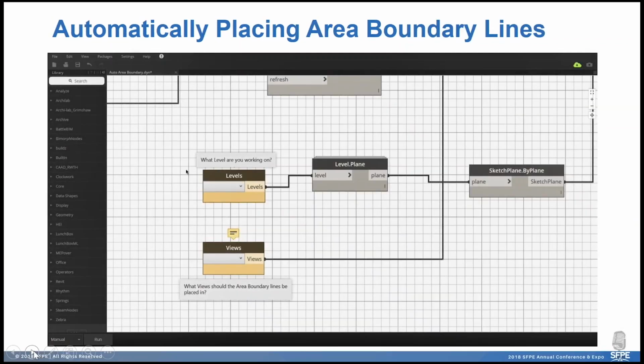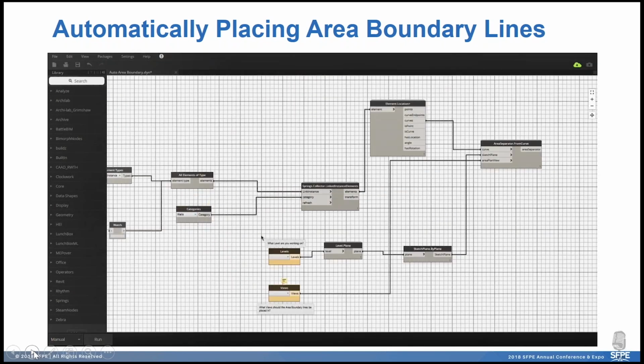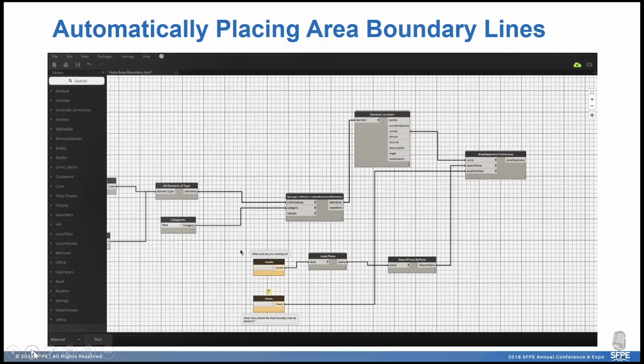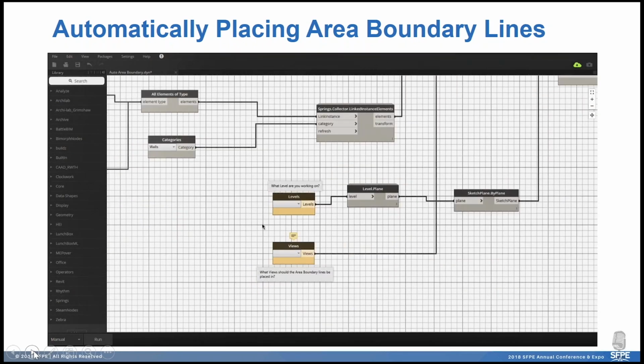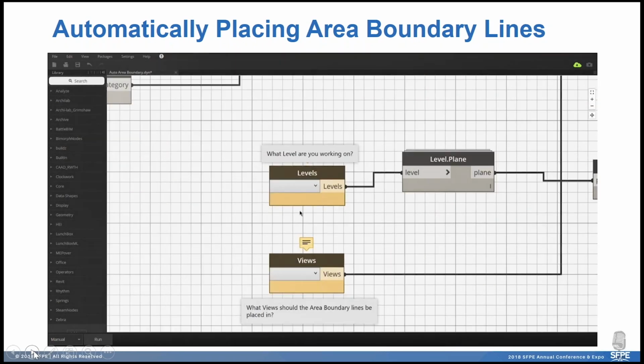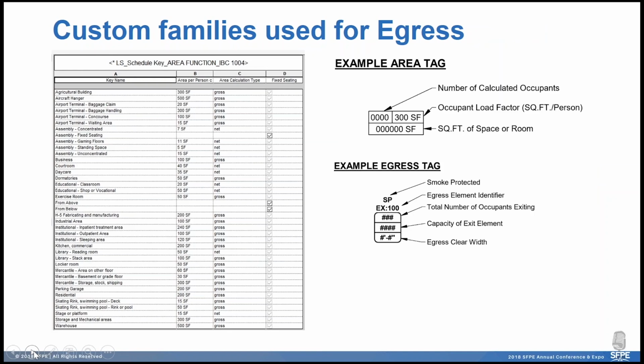So remember how I said we need to create area boundary lines? Well, we've created a script to significantly reduce the amount of time it takes to place area boundary lines on a drawing. The only information you really need is what level you're working on and what view you'd like to see these lines placed on. And if you hit run in manual mode, it will place these lines for you. This drastically reduces the amount of time needed to model an exit study.